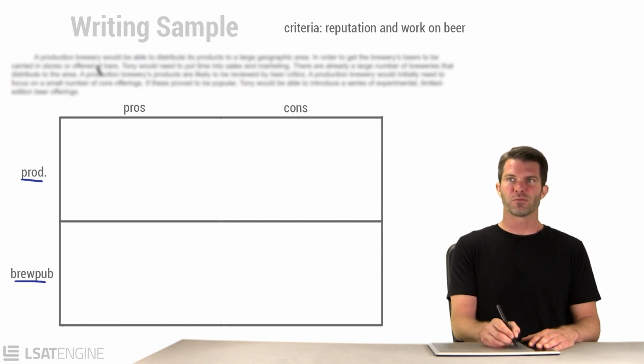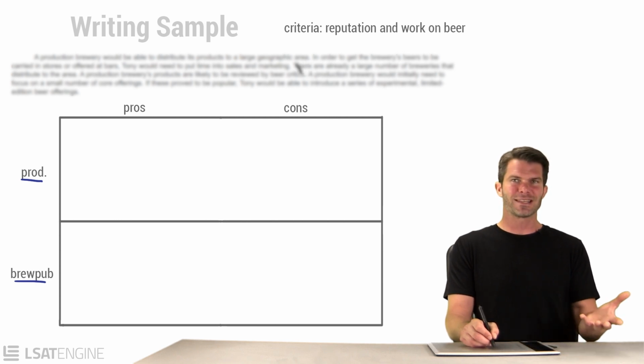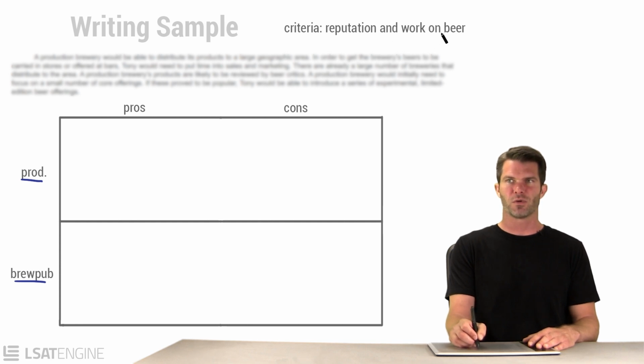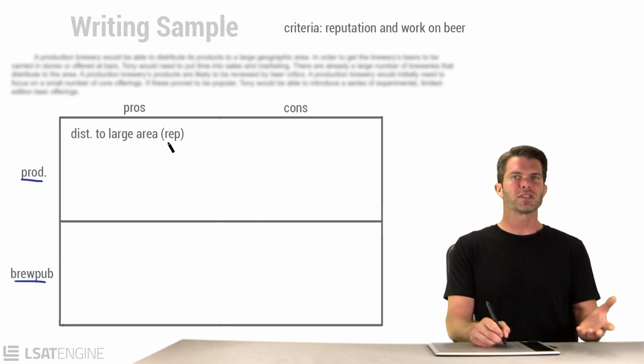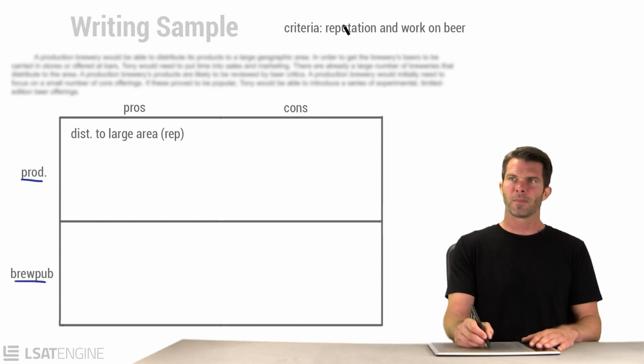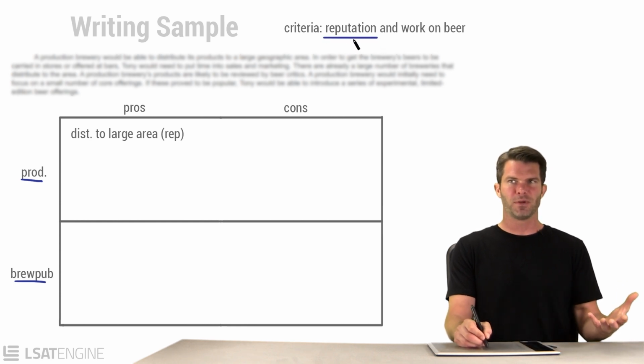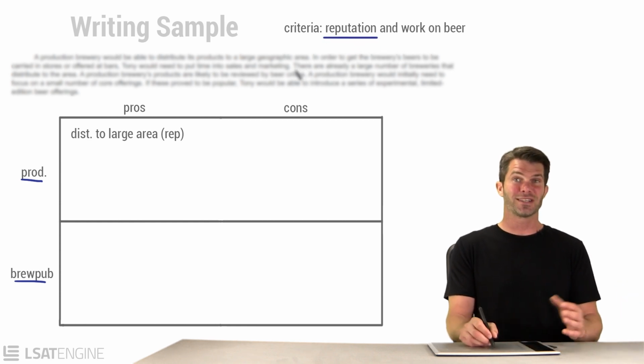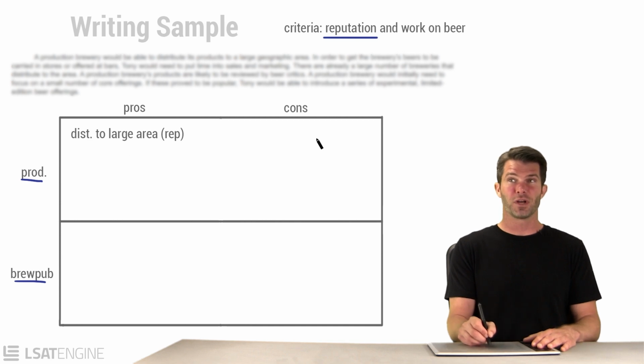So this is all about the production brewery. The first thing we're told is that it would be able to distribute its products to a large geographic area. So far, that seems like it could be a good thing, but it's not really referring to his reputation or his ability to work on beer. But I bet we could spin it that way because we could say the more people you get into contact with, the better you can make your reputation, right? All things being equal, if you're striving for a big reputation, having a large area to distribute to sounds more like a pro than a con.